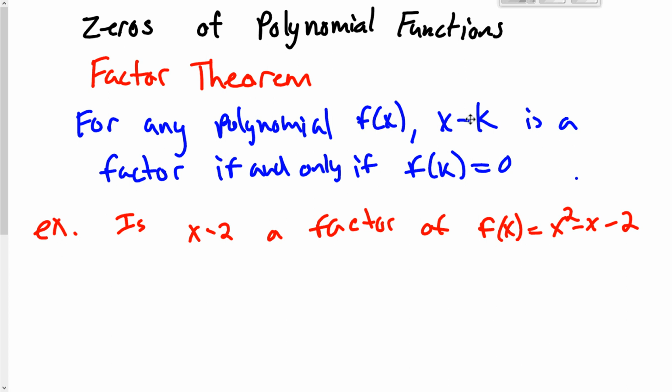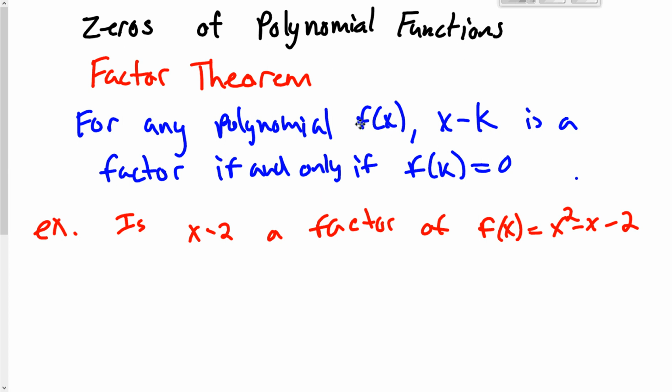This is section 3 of chapter 3, and we're talking about zeros of polynomial functions. First, we're going to talk about the factor theorem. The factor theorem says that for any polynomial f of x, x minus k is a factor. Think of it this way: 12 divided by 4 is 3, so 4 and 3 are factors of 12. That means x minus k would multiply by something to get the polynomial f of x. And x minus k is called a factor if and only if f of k equals 0.